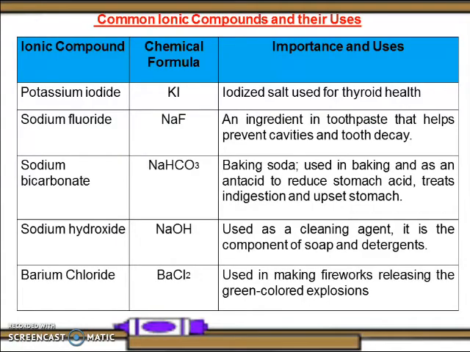This time, let's proceed to common ionic compounds and their uses. Potassium iodide, iodized salt used for thyroid health. Sodium fluoride, an ingredient in toothpaste that helps prevent cavities and tooth decay. Sodium bicarbonate, baking soda used in baking and as an antacid to reduce stomach acid, treats indigestion and upset stomach.